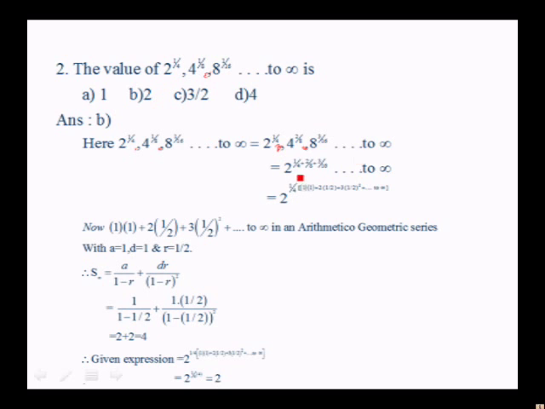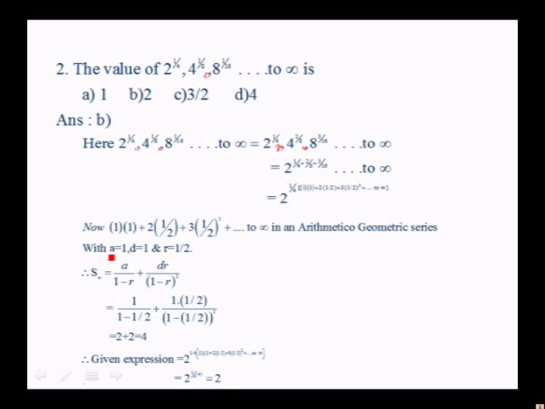So it is 2 to the power of 1 by 4 plus 2 by 8 plus 3 by 16, etc. to infinity. So 1 by 4 common, if you take 1 by 4 out, we get 1 by 4 into 1 plus 2 into half plus 3 into half square, etc. to infinity. So this is an arithmetico-geometric series.